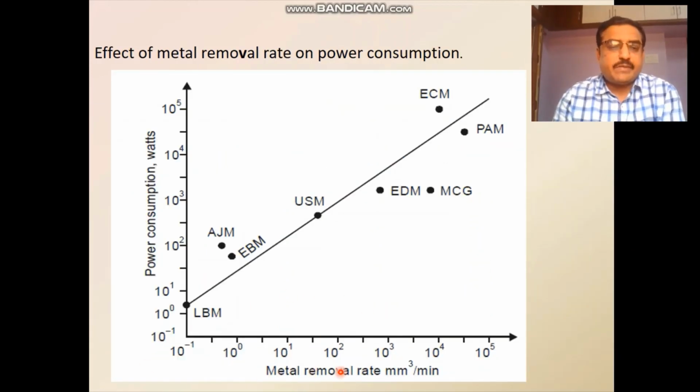So this is MRR versus power consumption. AJM has very low MRR and power consumption is also low, whereas ECM metal removal rate is high but power consumption is also high. So that can be represented as the effect of metal removal rate on power consumption.